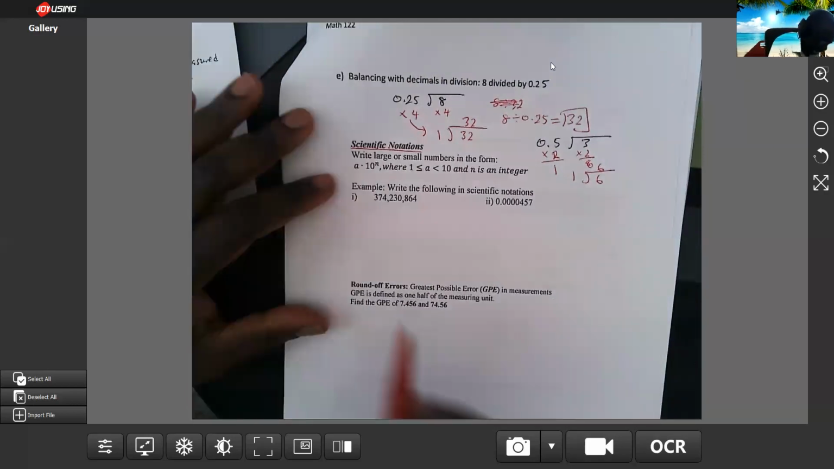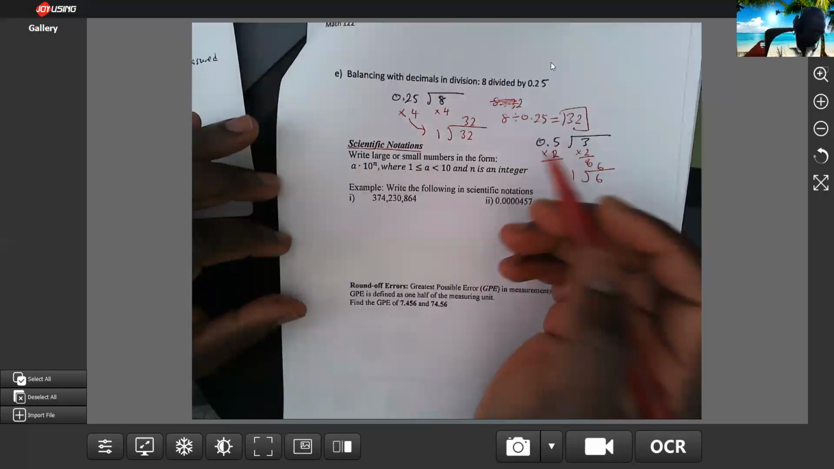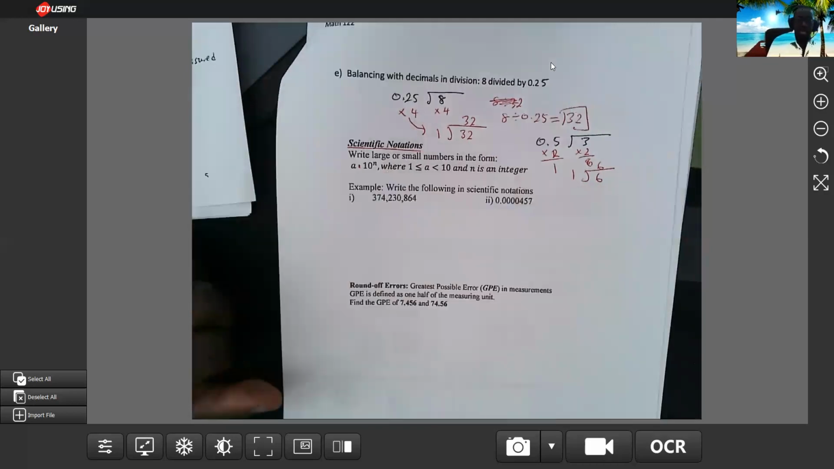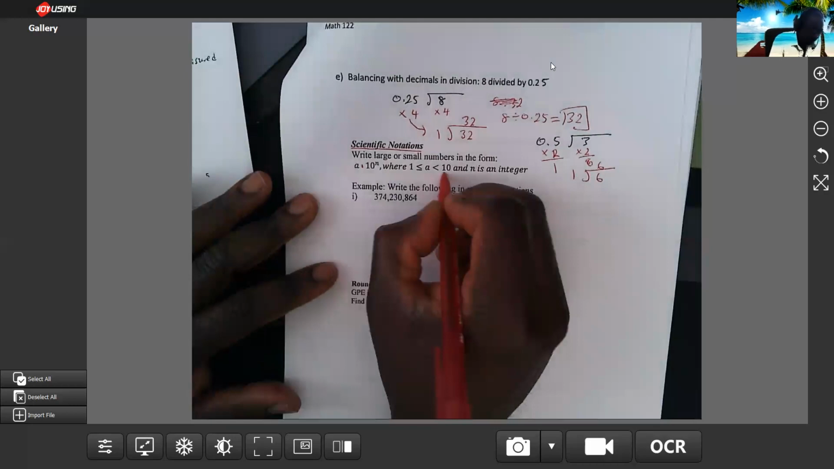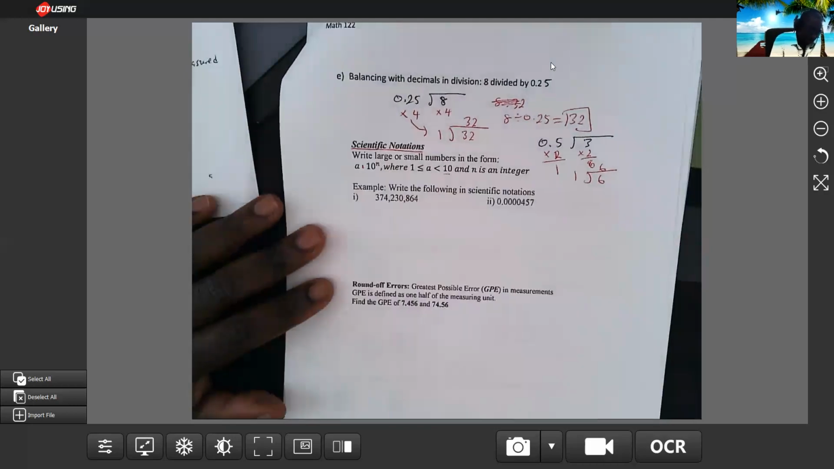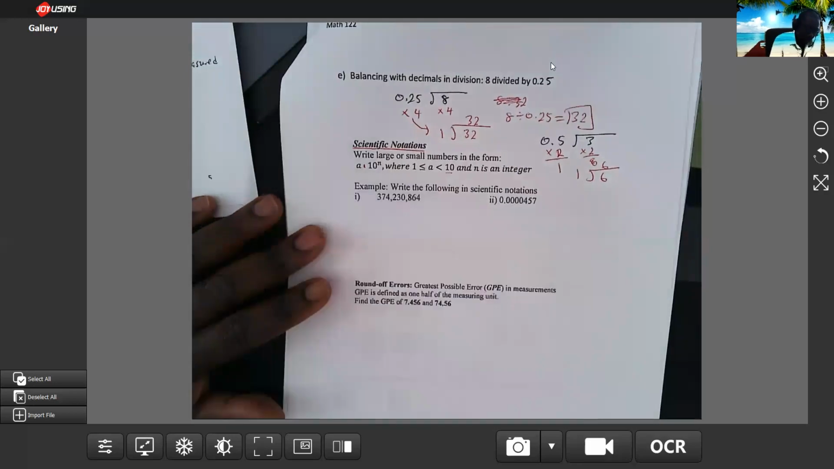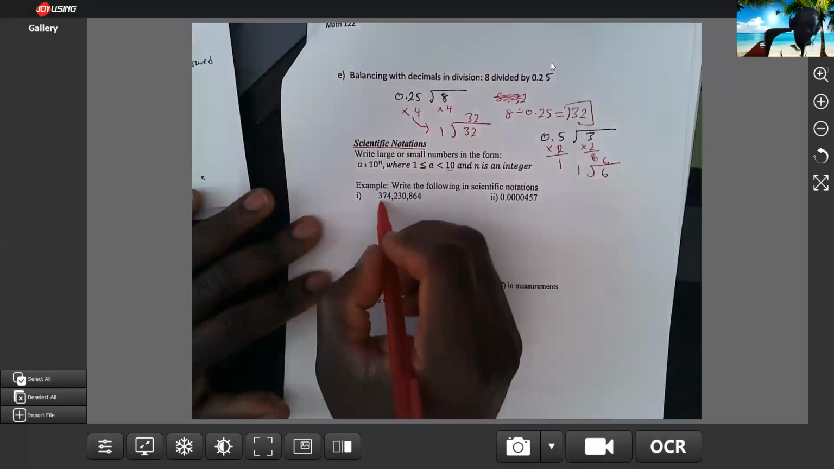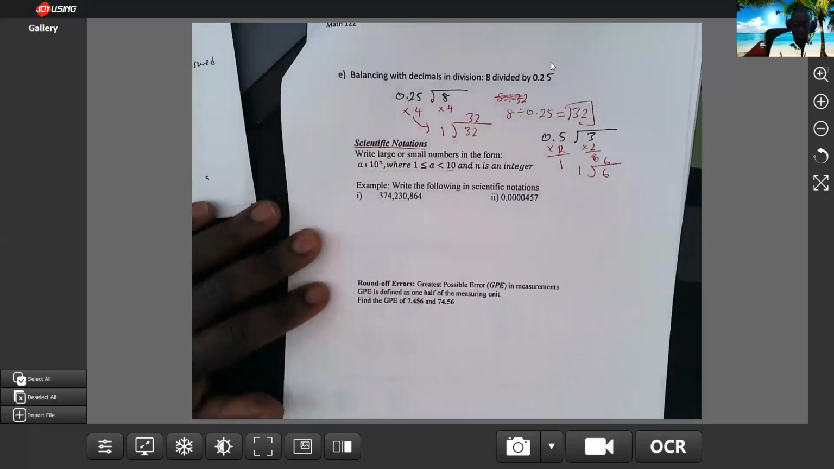So with large or small numbers, in the form we have a times 10 to the nth power, where your a is less than 10 but greater than or equal to 1, and n is an integer. Your n is an integer. So how do you write this as a scientific notation?